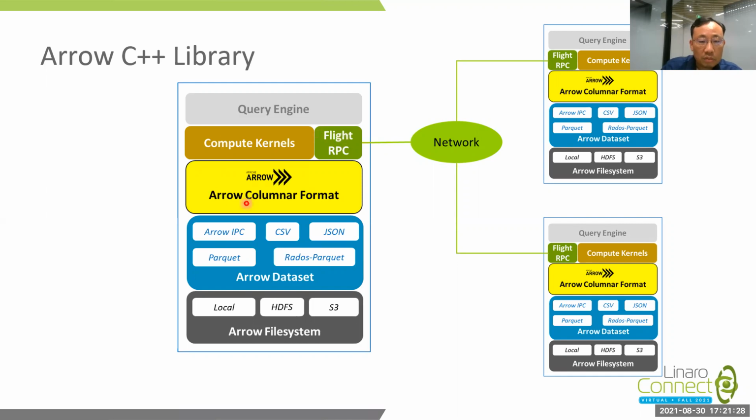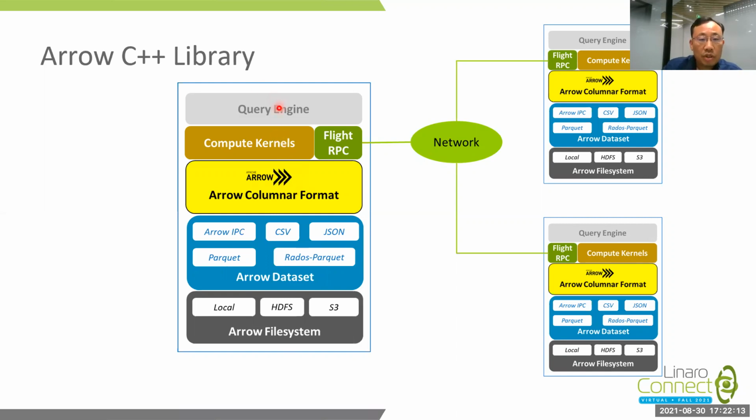Under the columnar format, this blue box is the Arrow dataset. The Arrow dataset adapts various file formats into Arrow, like CSV or JSON or Parquet. All these are very common data science files. So the dataset module converts these file formats into the Arrow columnar format, so the upper-level compute kernels or FlightRPC can do computations or transmissions on this data.